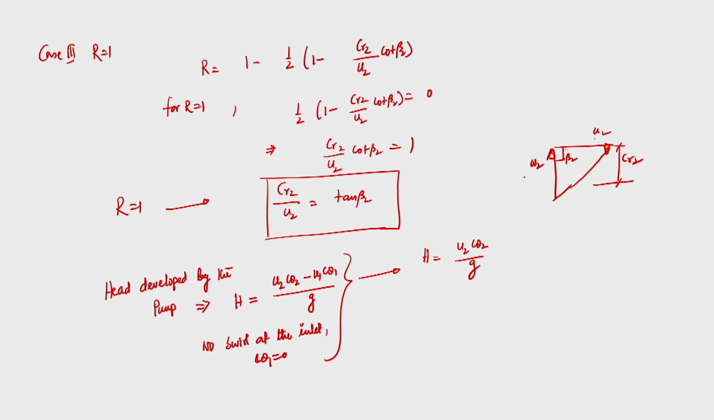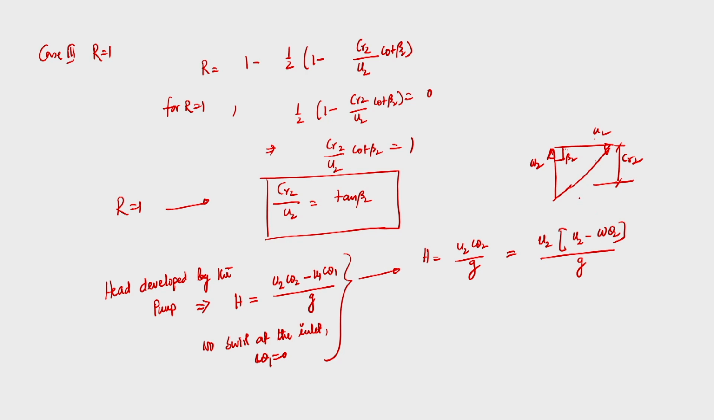Now, for r is equal to 1, we have obtained that in the velocity triangles, W2 should be radial. So, now U2 C theta 2 will be equal to how much? U2 minus W theta 2 divided by g.